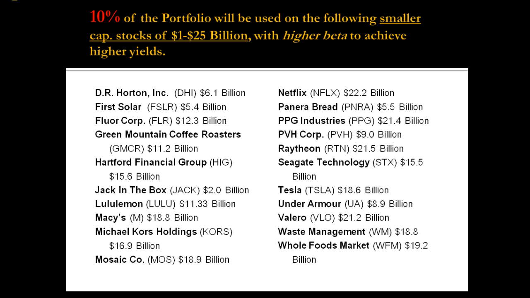Tesla, Under Armour, Michael Kors, Whole Foods. At one point, Whole Foods was not doing too good, especially when Walmart started to come into the organic business. Even though you cannot compare the two, Whole Foods saw a temporary decline. I think they're doing better now.